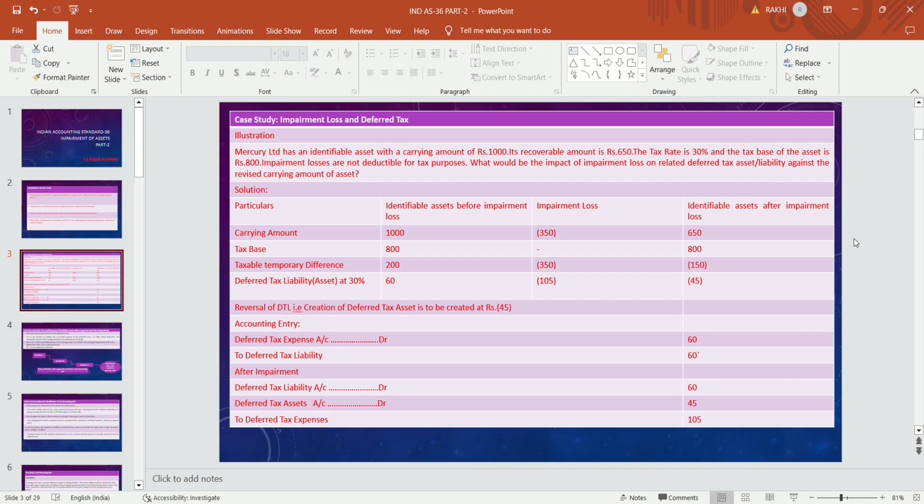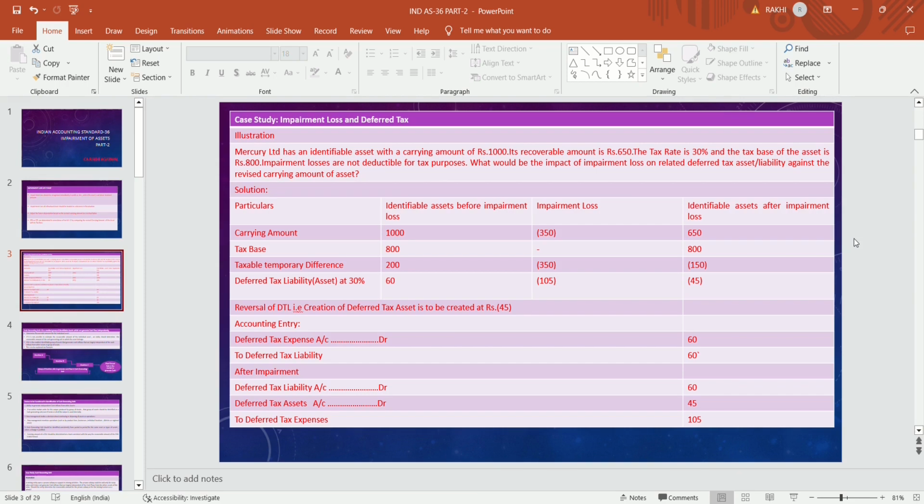What accounting entry will we pass? Before impairment we will make an accounting entry: deferred tax expense account debit 60 to deferred tax liability. Why does it become a liability? Because if the tax base is less than the carrying amount, then we have to create a deferred tax liability. If the tax base is less than the carrying amount, we will create a liability, and if the tax base is more than the carrying amount, then we will create a deferred tax asset.